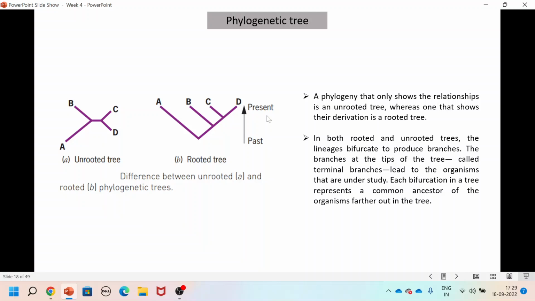Like, what is a common ancestor of B, C, and D? So this must be a common ancestor. The organism that might be present at this node is the common ancestor, and then how B, C, and D evolve from it. So basically each bifurcation in a tree represents a common ancestor of the organisms further out in the rooted tree.